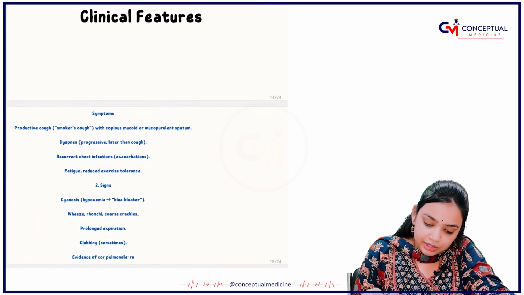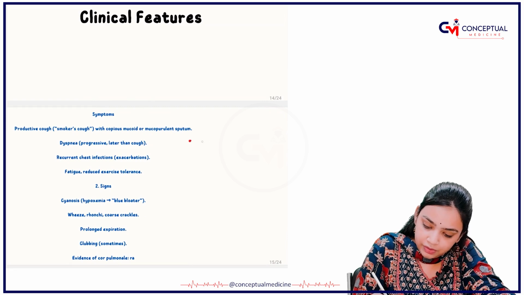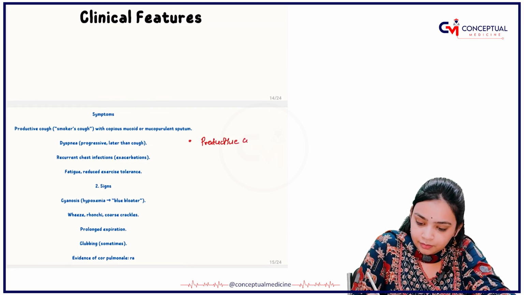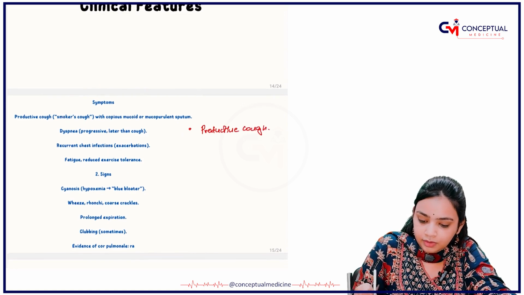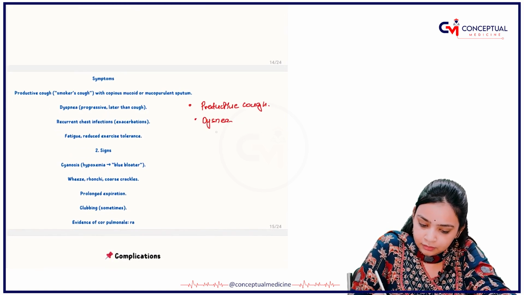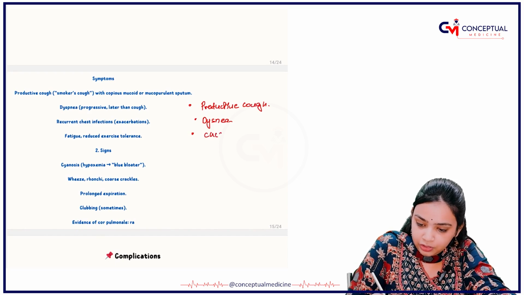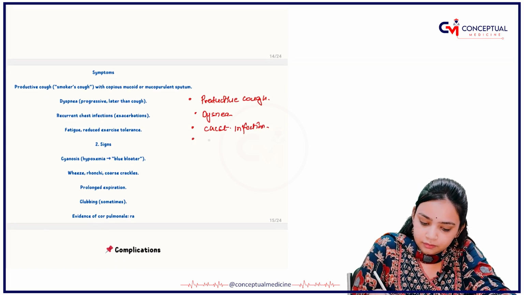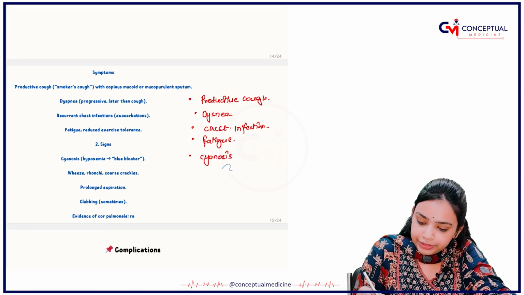Next, let's see what the clinical features are. In the clinical features, you will have a productive cough. Then there will be dyspnea. There will be chest infection. Fatigue will be there. Cyanosis will be there. That is your blue bloaters.